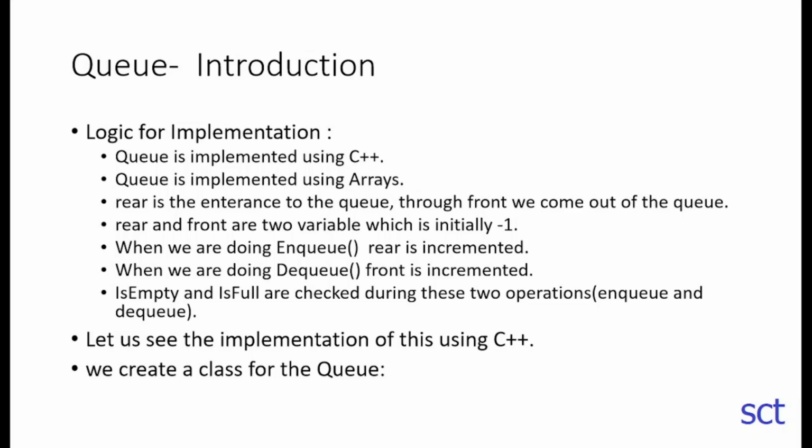Rear is actually the entrance of the queue, though through front we come out of the queue. Rear and front are two variables which are initially -1. When we are doing the NQ operation, rear is incremented. When we are doing the DQ operation, front is incremented. So this is the logic which we will be using for operating the queues and implementing first in first out and last in last out. Is empty and is full are checked using these two operations, which are NQ and DQ.